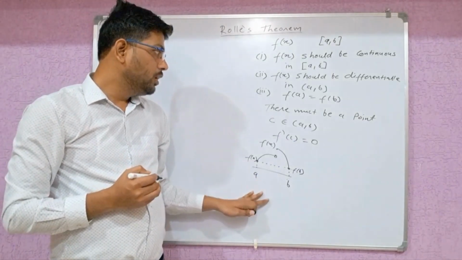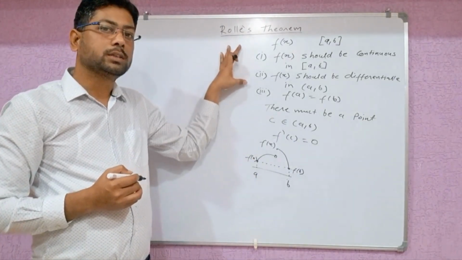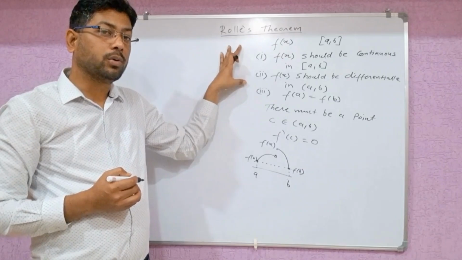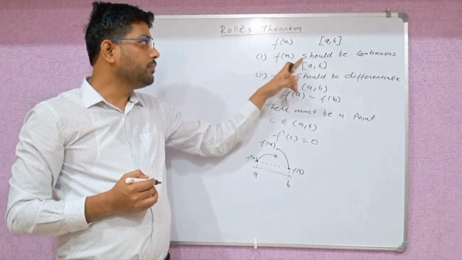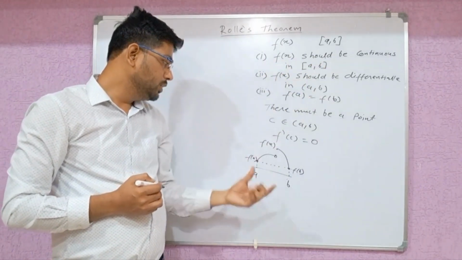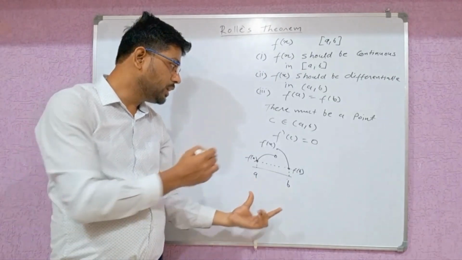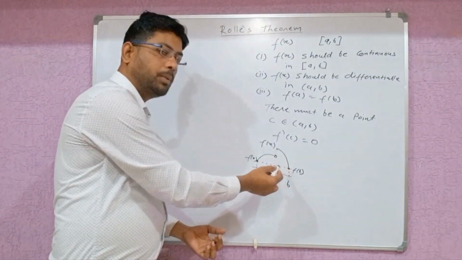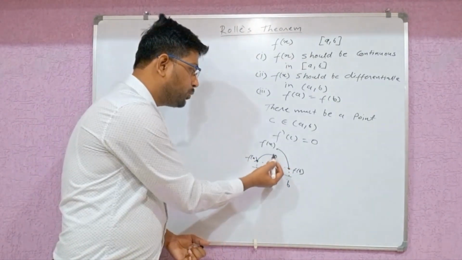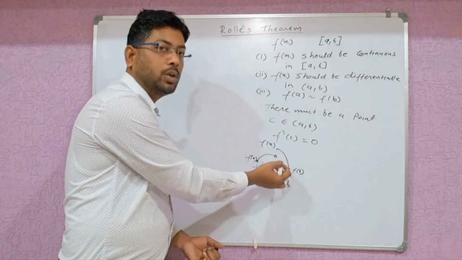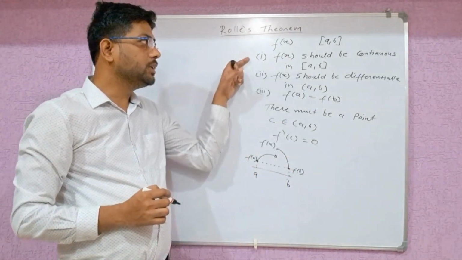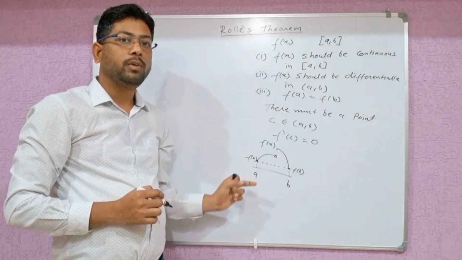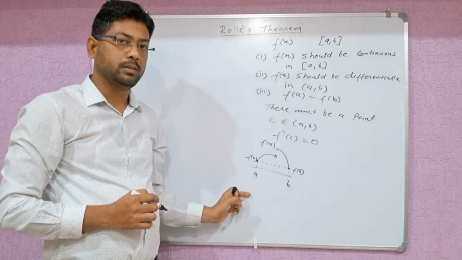Now let's see whether all these three conditions are satisfied here or not. The first condition is f(x) should be continuous in a to b. So this is the interval a to b. In this f(x) should be continuous, but clearly we can see at this point this f(x) is not continuous. So here the first condition is not satisfied, so we cannot apply Rolle's theorem here in this question.